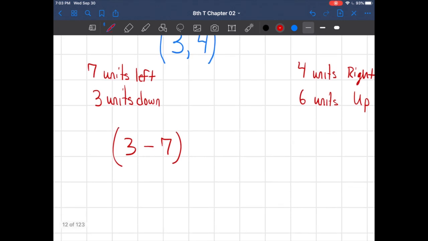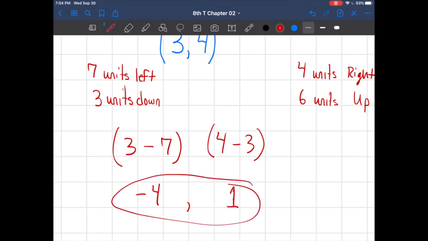What is that going to give us? That's going to give us -4. That's our new point. And then it says 3 units down. So then we're going to do 4 minus 3, and that's going to give us 1. So our new point on the graph is -4 and 1. So we just followed the rules.